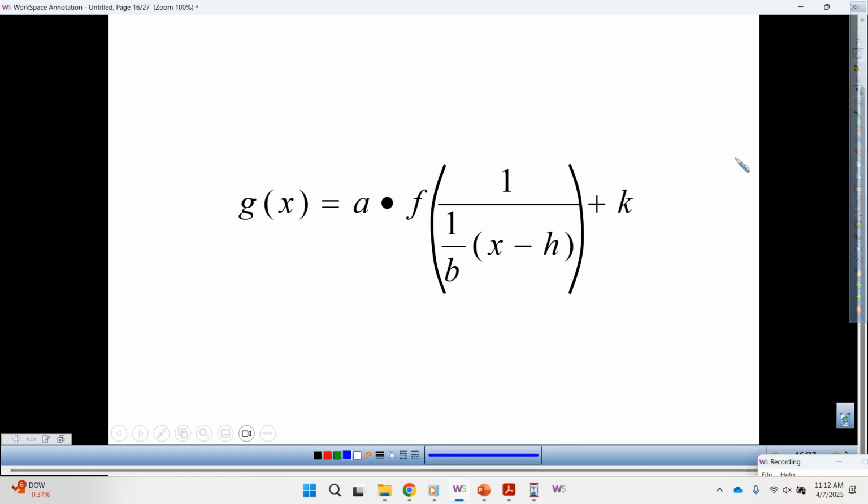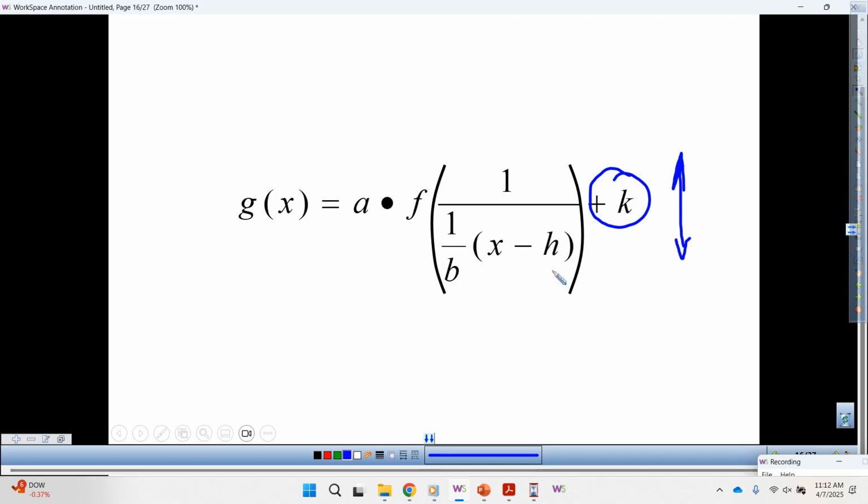tell your neighbor what K does to the entire graph of the rational function. What does it do to the entire function? Caesar, what does it do to the entire function? Up and down, that is correct. You're like, but isn't that an asymptote also, Mr. Q? Yes, it is. But in transformations, it does the same thing.